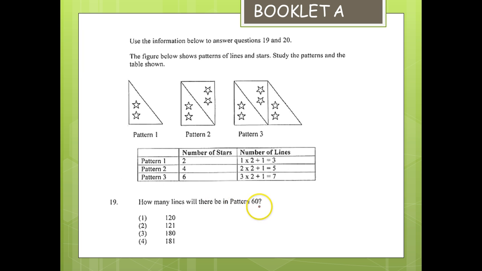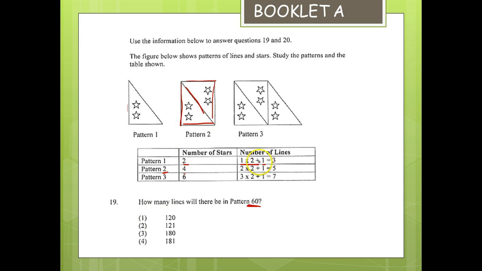Question 19. How many lines will there be in pattern 60? So let's look at the way. Pattern 1 is 2 stars. The number of lines, so we know there's 1, 2, 3. 1 times 2, 1 times 2 plus 1. Okay. Next, pattern 2. 4 stars. 2 times 2. How do I get 2? This is 1, 2. 1, 2 plus 1.